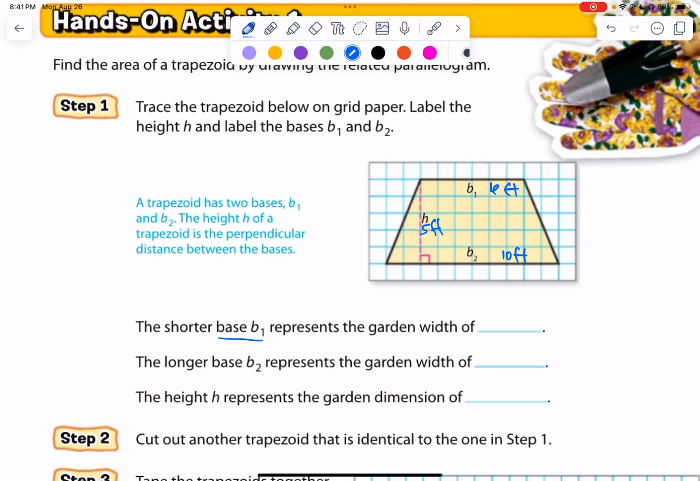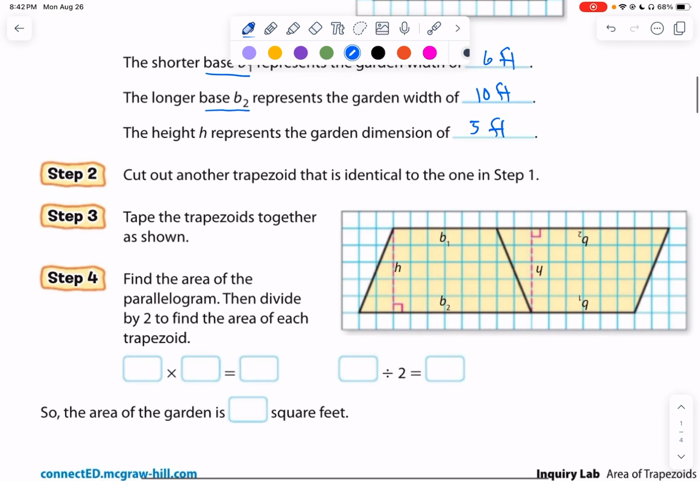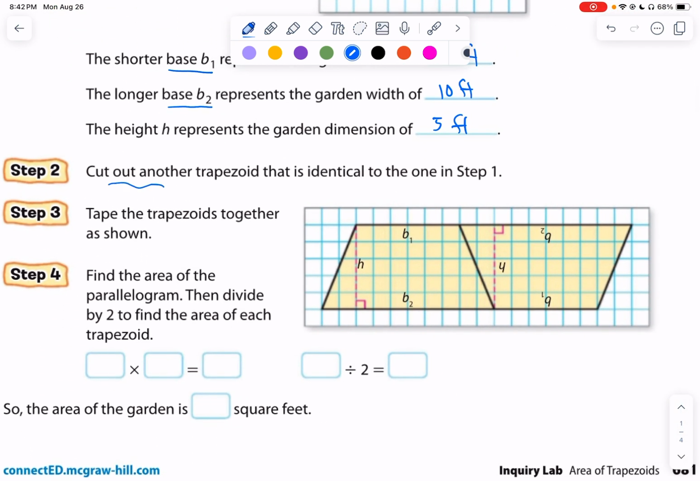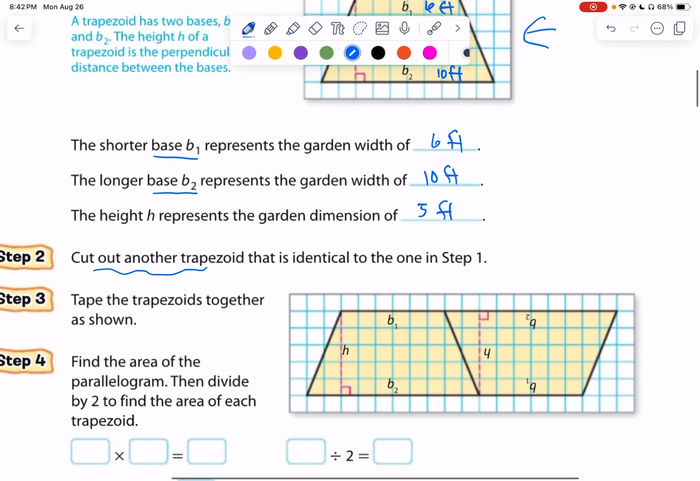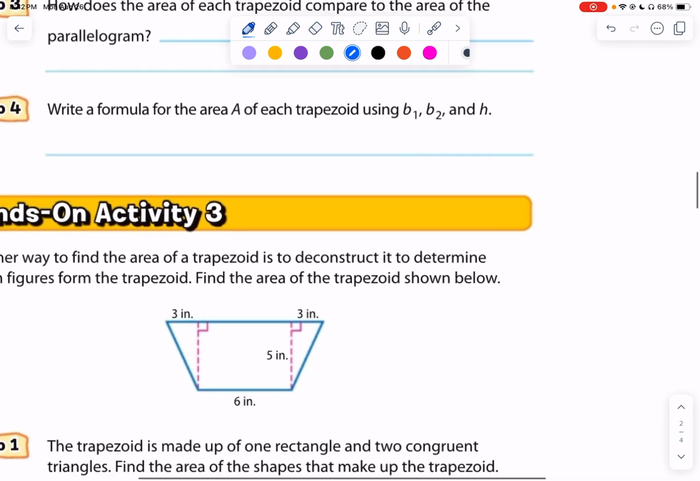We'll fill in these blanks. The shorter base, base one, represents the garden width of 6 feet. And the longer base, base two, represents the garden width of 10 feet. The height, h, represents the garden dimension of 5 feet. All right, useful information. What do we do with it? Well, we're going to model it first, and they're asking us to cut out a trapezoid like this and then double it.